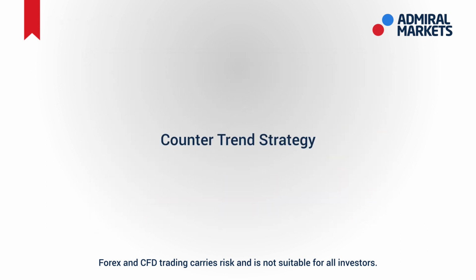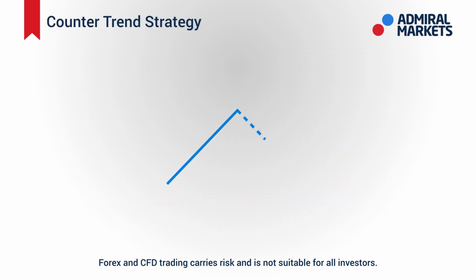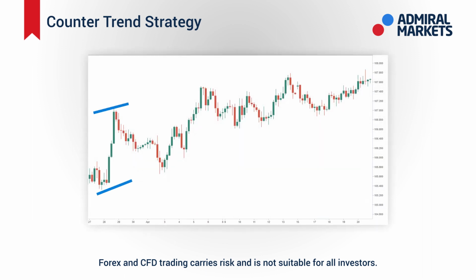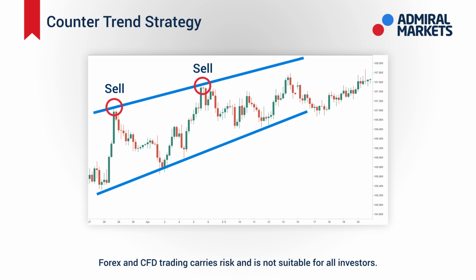Counter trend strategy. Many swing traders trade against the trend, and this is also called fading. Counter trend traders take bearish positions during an uptrend and bullish positions during a downtrend. Counter trend trading requires discipline, and using indicators is considered useful for this style.